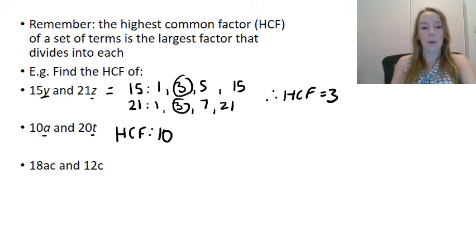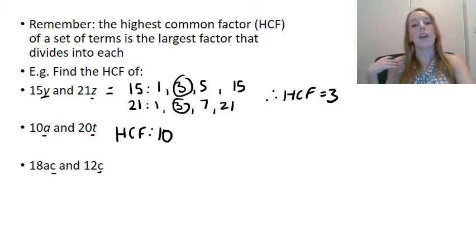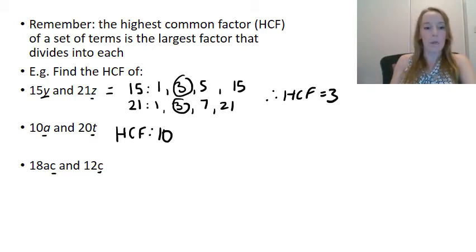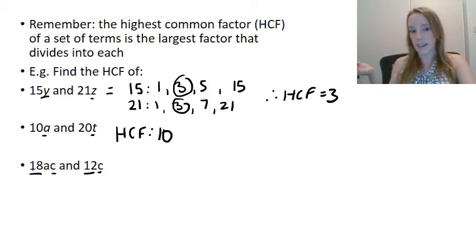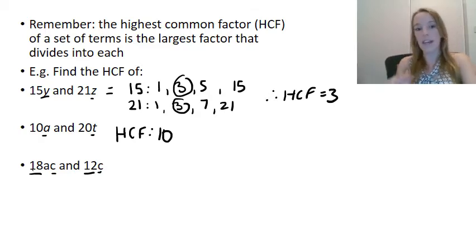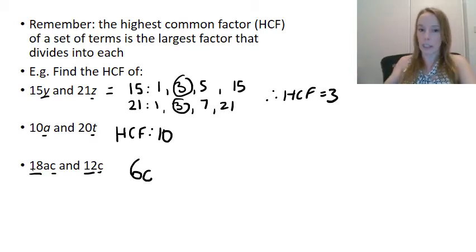For our last one, we can see that they actually do have a pronumeral in common. 18ac and 12c both have a c. That means we can also have this c as part of our highest common factor. We also look at our numbers 18 and 12. You can write it out if you need to, but the highest common factor of those is 6, and they've also got the pronumeral c in common. So the highest common factor of 18ac and 12c would be 6c.